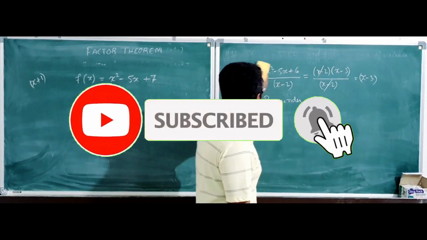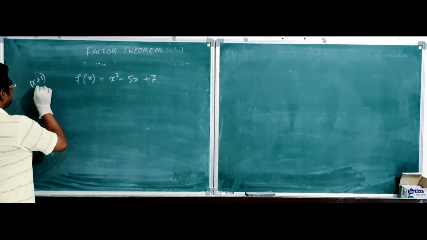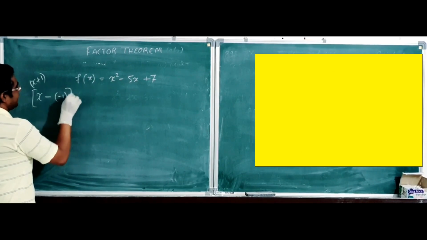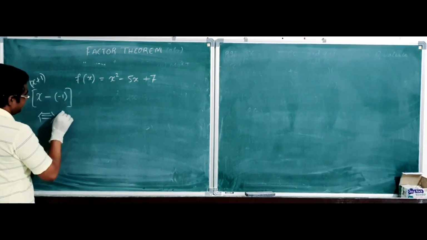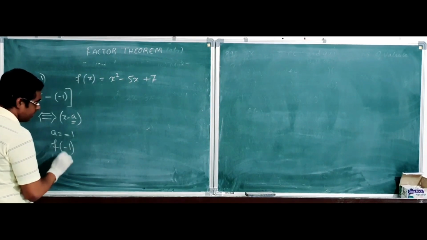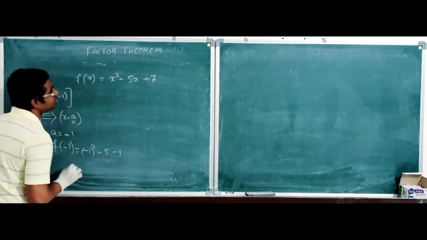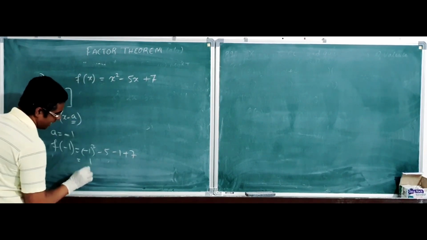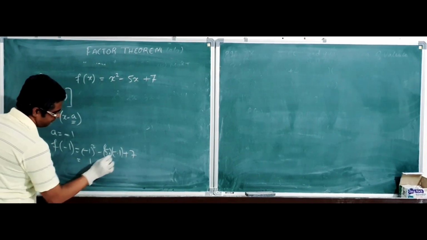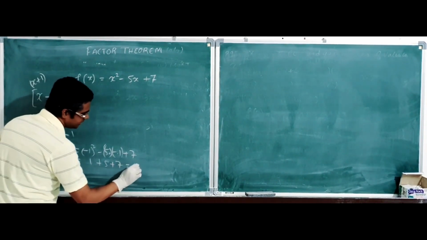Let us see how we can proceed. So we are going very slow. Let's go slow. Let's not go fast. Okay? So if this is x plus 1, you will write it like this: x minus minus 1. So now it is quite equivalent to the x minus a type. Now what is a over here? Minus 1. So in this case, you will use f(minus 1). So if you put f(minus 1), what happens? Minus 1 whole square minus 5 into minus 1 plus 7. So let's see what happens. 1 plus 5 plus 7. So 7 plus 5, 12 plus 1. So this means 13 is the remainder.